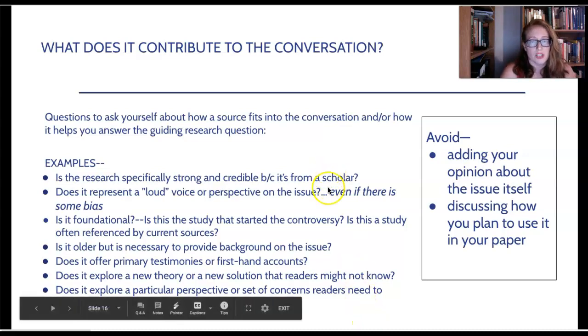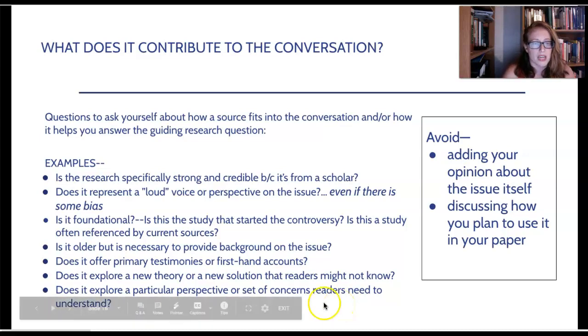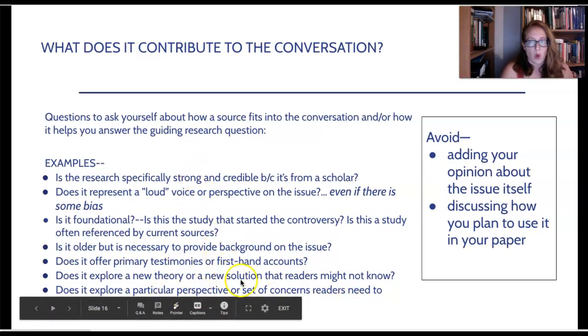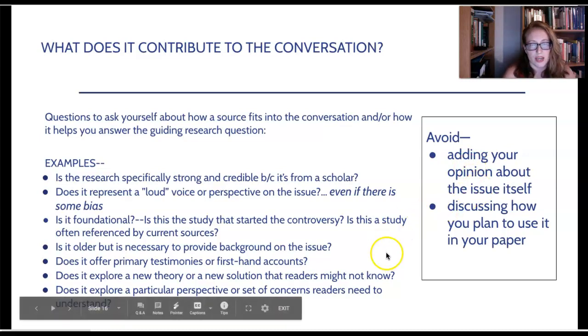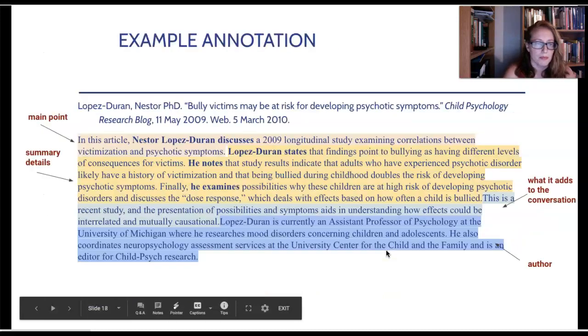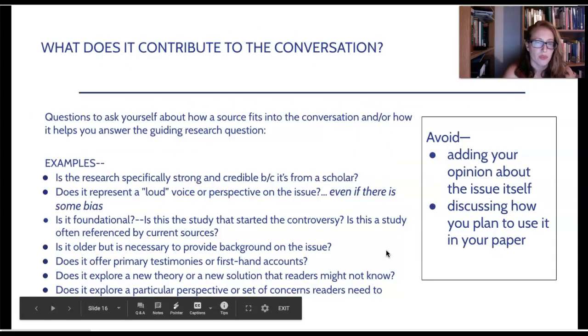And then again, there's lots of these. You wouldn't do this for every single source. You might write one or two sentences, but you have to decide which of these is why you're including it. And when you're doing this, avoid adding your own opinion about the issue, or discussing how you might plan to use it in your paper, like avoiding those common errors that people run into.